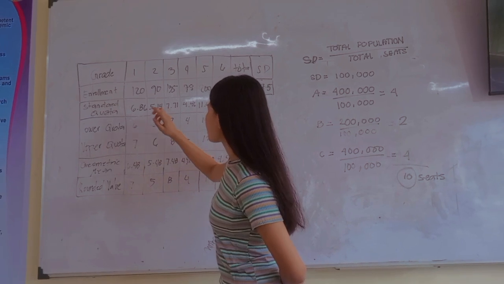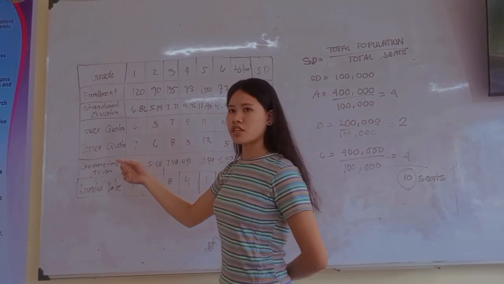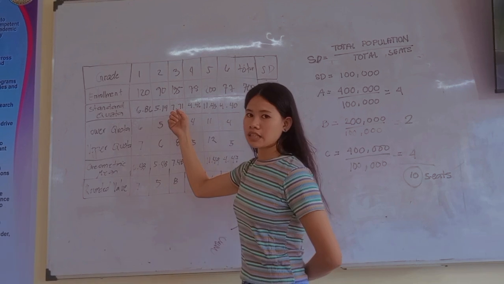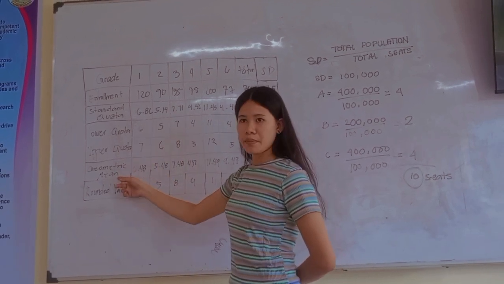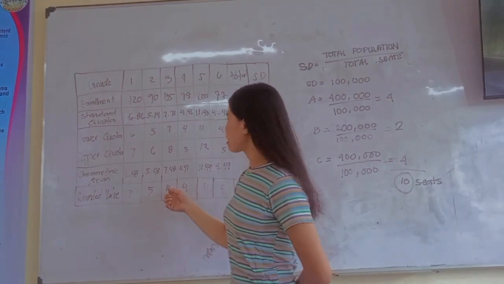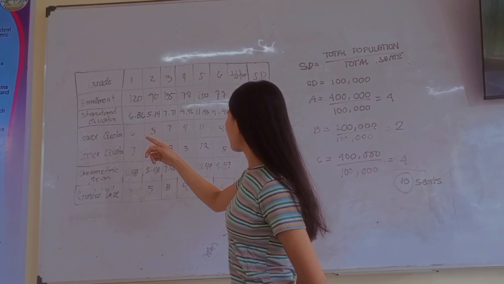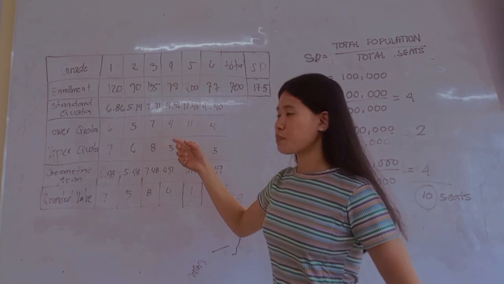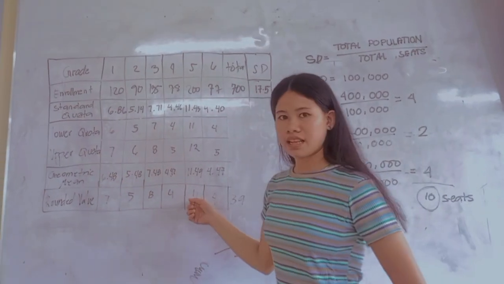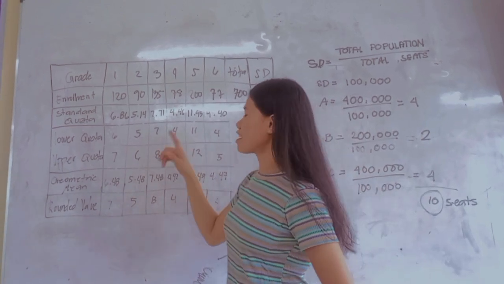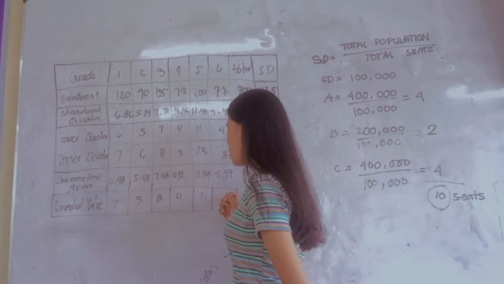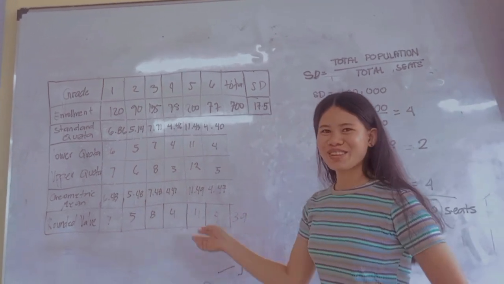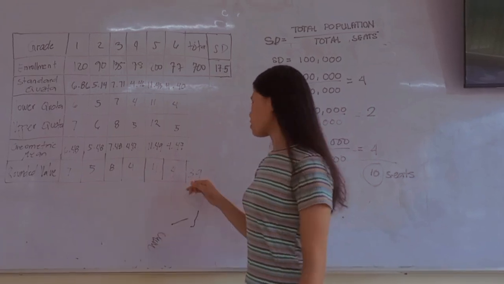If the standard quota is lower than the geometric mean, that's why we get 5. If the standard quota is higher than the geometric mean, that's why we get 8. If the standard quota is bigger than the geometric mean, that's why we get 11. If the standard quota is lower than the geometric mean, that's why we get 4. The total of all is 39.